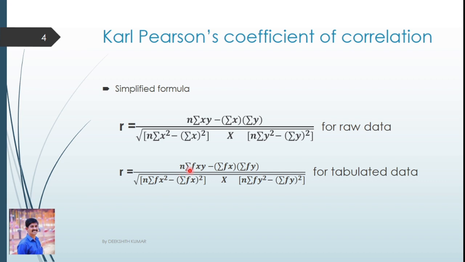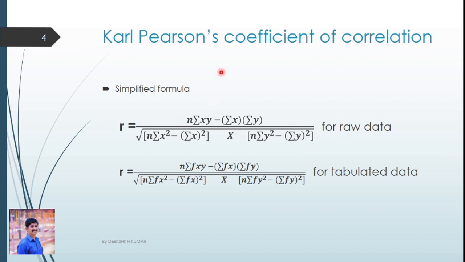R is equal to n sigma fxy minus sigma fx into sigma fy divided by square root of n sigma fx square minus sigma fx whole square into n sigma fy square minus sigma fy whole square. These are the two formulas which we need to remember throughout this video as well as for future problems also.